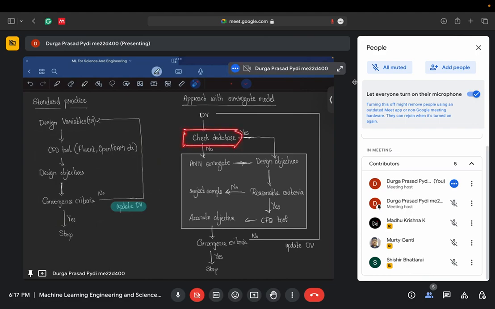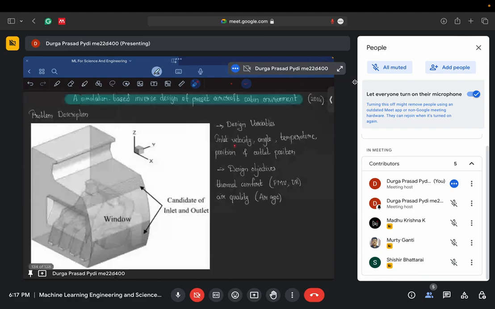So you essentially take some of these design variables, some possible parameters, create a database, and then train a neural network on that particular training data, so that when you give the design variables as input to the surrogate model, it will directly give you the design objectives. So if you tell it the inlet velocity, angle, temperature, position, and outlet position, it will directly give me these values. So it is a kind of regression model that will map between this and this.